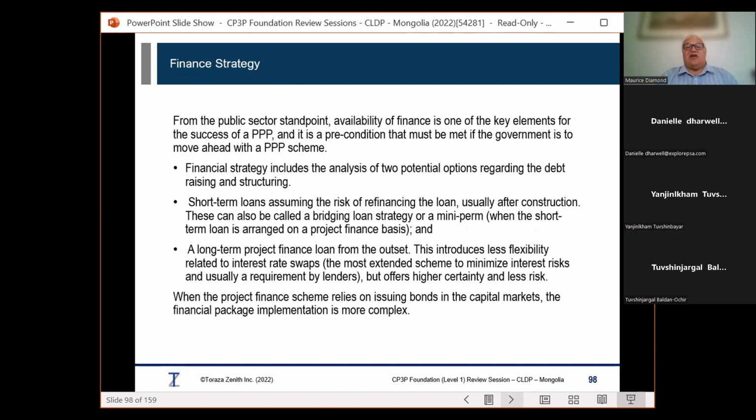So availability of finance is one of the key elements. Financial strategy includes the analysis of two potential options: short-term loans and long-term loans. Long-term loans were the norm before the financial crash of 2007-8, but it's not necessarily the case anymore. And now we expect to see short-term finance followed by long-term bonds.